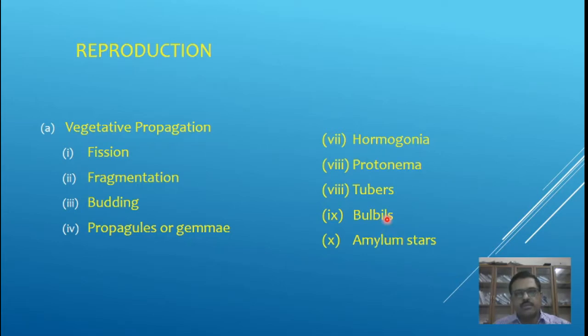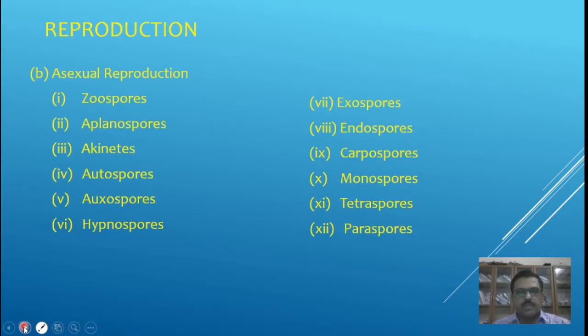Bulbils are vegetative buds which store food, and these again are found in Chara. And star-shaped vegetative structures used for propagation, called amylum stars, are also found in Chara. So all these different means of vegetative propagation, we will be seeing again when we discuss the different algae, during the type study. So these are the different means of vegetative propagation.